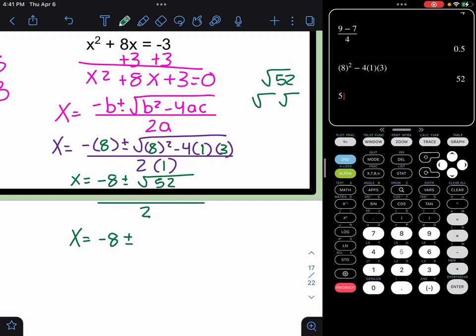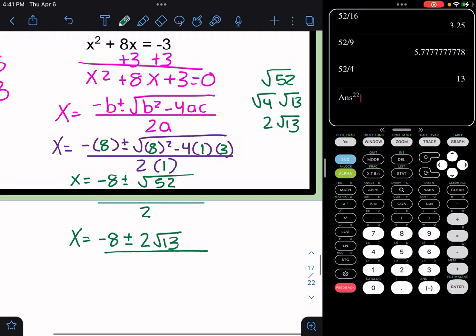Can I simplify 52 at all? Try dividing it by 49, 36, 25, 16, doesn't work. Let's try 9. Let's try 4. 4 works, 4 and 13. And the square root of 4 is 2, 2 square root of 13. So the square root of 52 simplifies to 2 square root of 13 over 2.